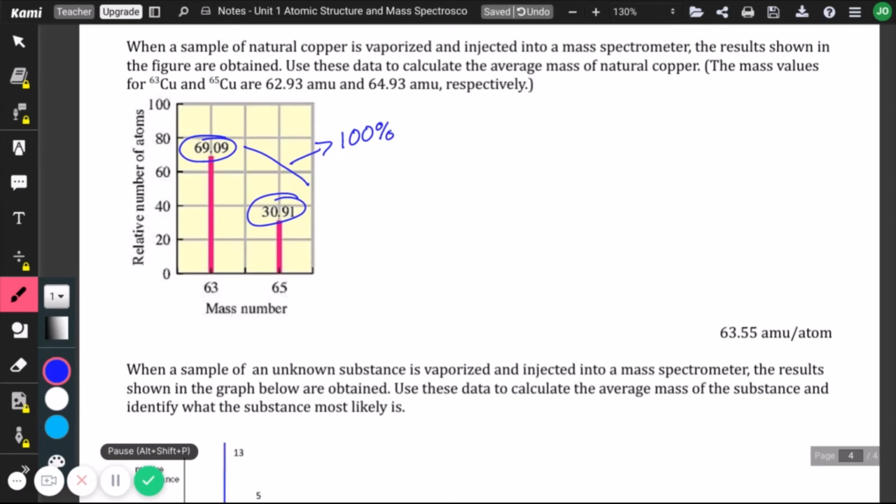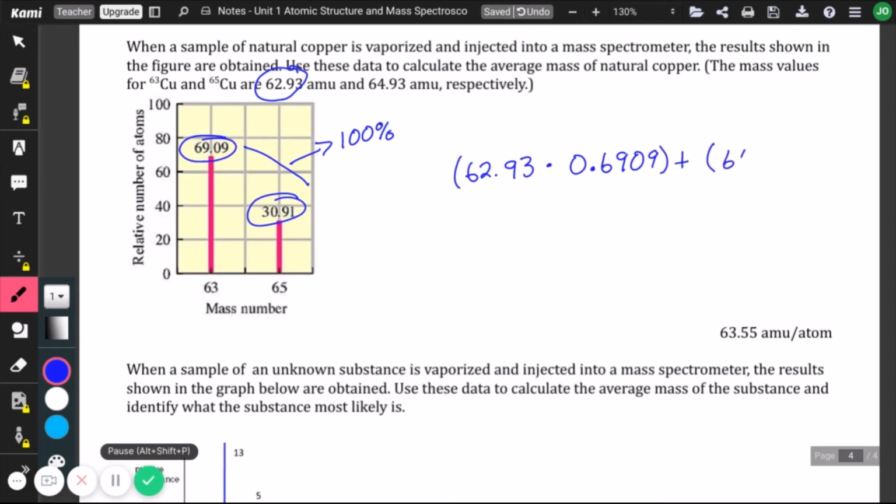So I have copper 63. Now, can I write 63? No. And the reason I can't is because they actually gave me the actual mass. Okay? So if they give you your atomic mass, you need to make sure to use the actual number they give you, not the mass number. Okay? So I have 62.93 times my percent abundance, which they told me was 69.09. Okay, well, again, we shouldn't be working with those percentages, so I should have 0.6909. That plus the next one.